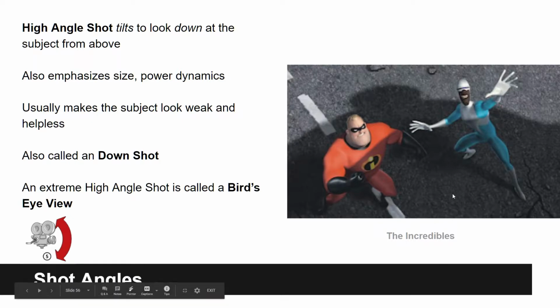So Incredibles, again, Mr. Incredible in this case, because we're up higher looking down on him, he also feels like he's beneath us or he's somehow losing his power or powerless. So an extreme version of this would be when we're up really, really high looking down, and that's a bird's eye view, as if you're at a bird's level.